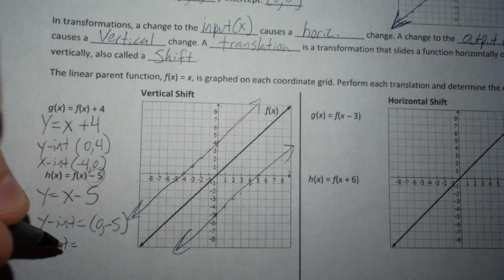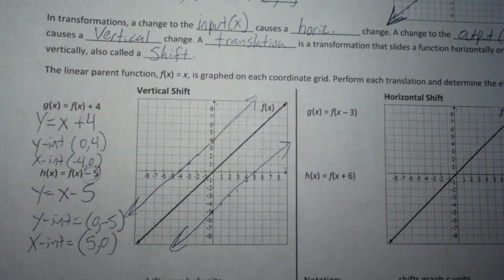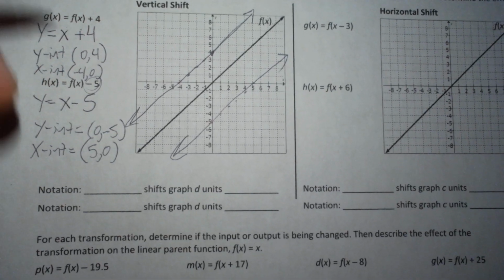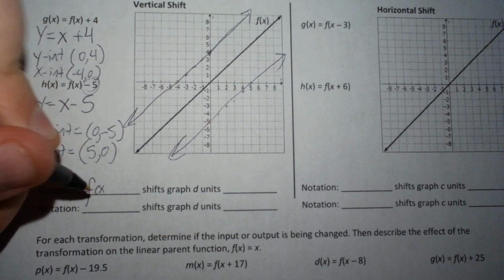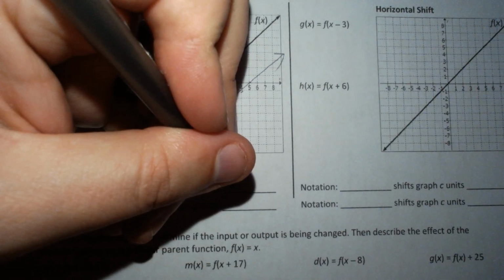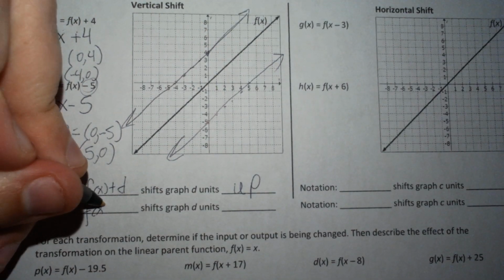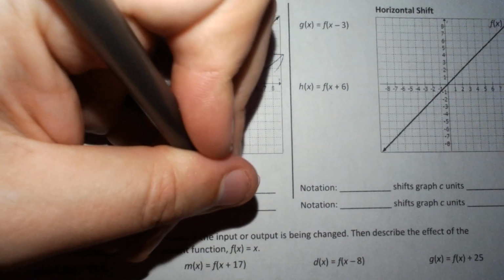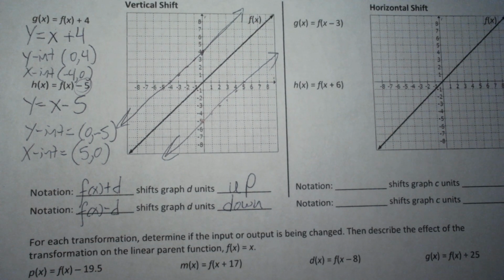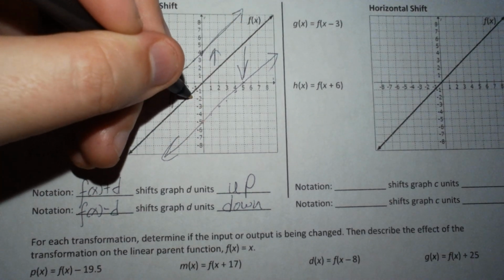X-intercept would be 5, 0. And we figure that out from the slope. And so the notation will be f of x plus d shifts the graph that many units up. If we have f of x minus d, it'll shift it down. So that's shifting it either up this way, or this one, it shifted it down.